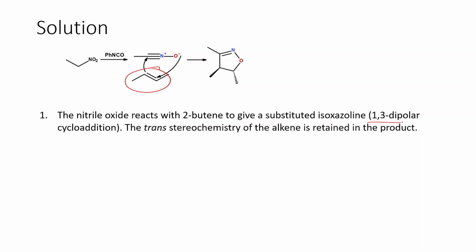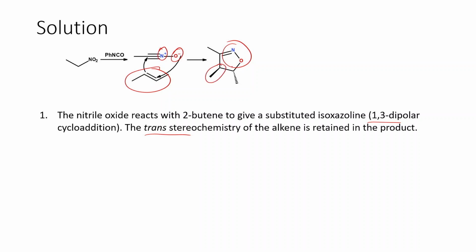So here it is a 1,3 dipolar addition that is going to take place. So we have the two heteroatoms that are present, nitrogen and oxygen, and we have an alkenic bond that is also present. So all these things get involved in the 1,3 dipolar addition reaction, which leads to the formation of an isoxazoline derivative in this particular case. So here the trans stereochemistry of the starting material is retained in the final product.